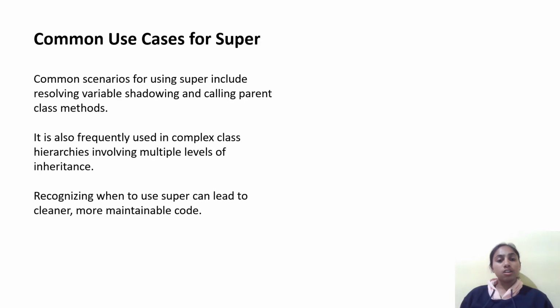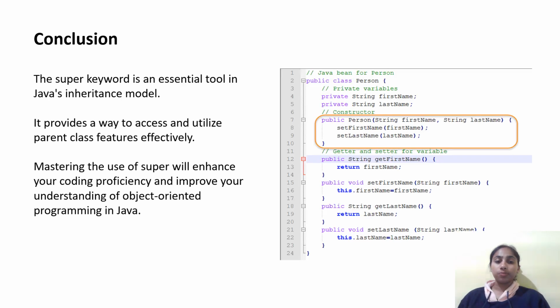And then lastly, common use cases for the super keyword. Common scenarios for using super include resolving variable shadowing and calling parent class methods. It is also frequently used in complex class hierarchies involving multiple levels of inheritance. Recognizing when to use super can lead to cleaner and more maintainable code.